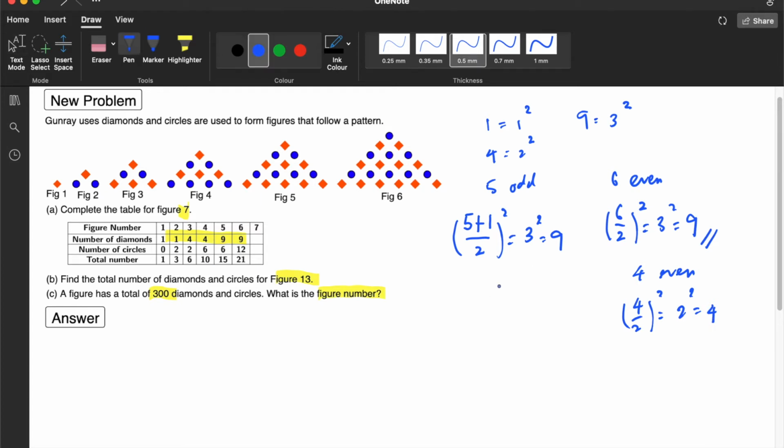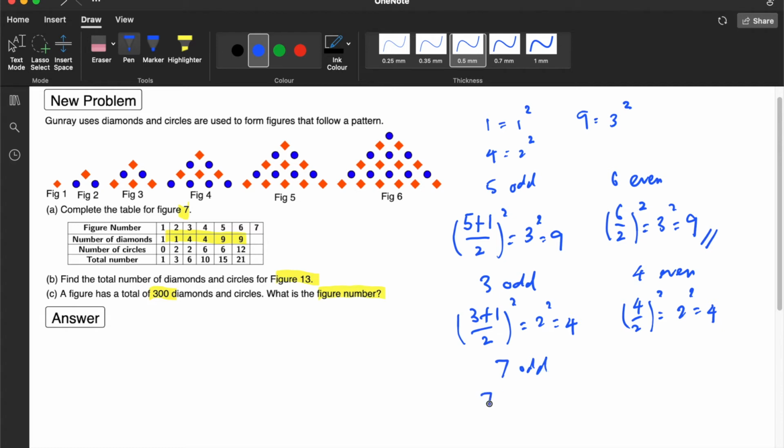So what about 3? 3 is odd. So we have to add 1 first, divide by 2, and then square it. So 3 plus 1 is 4, 4 divided by 2 is 2, so 2 squared is equal to 4. So that is the pattern for the number of diamonds. So we have to find that for figure 7. Figure 7 is odd.